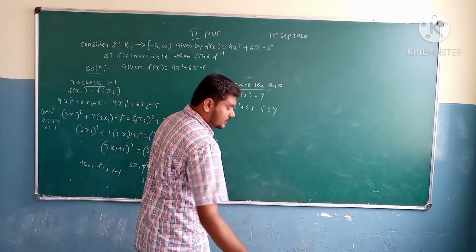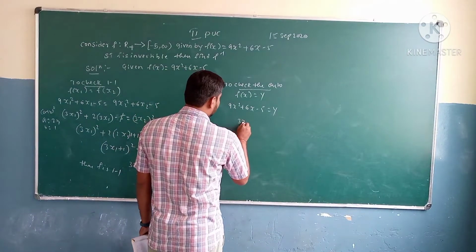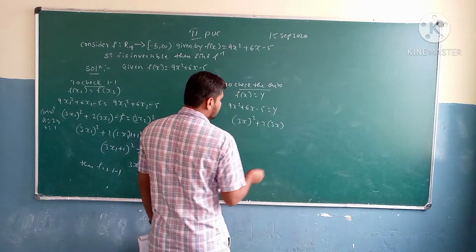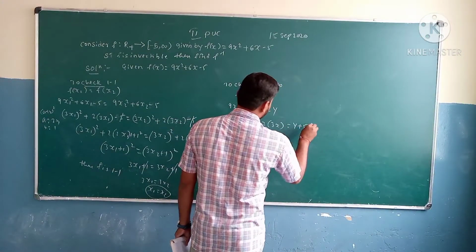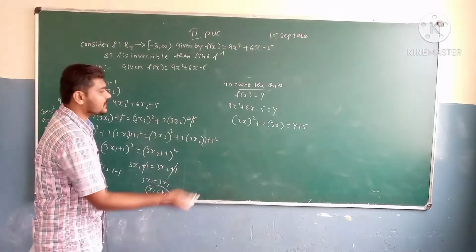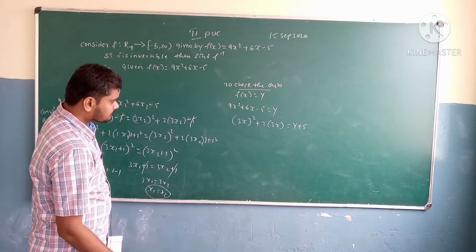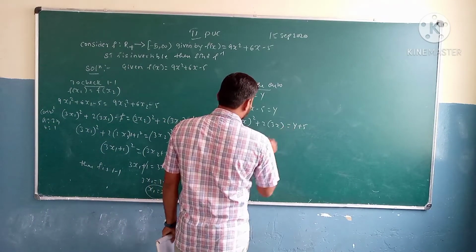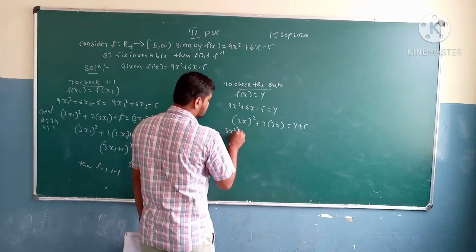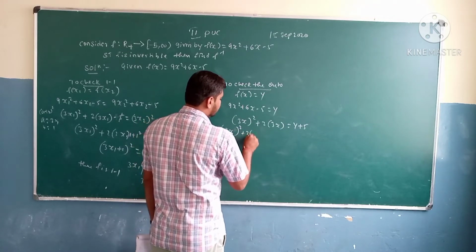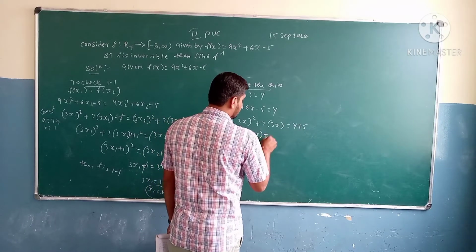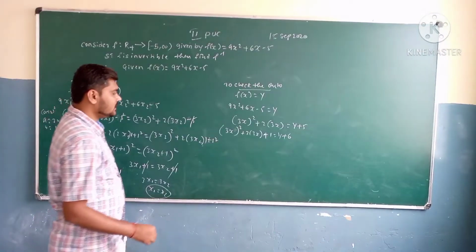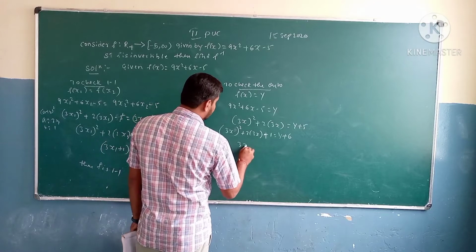Here we can write this one as 3x square plus 2 into 3x, and that's going to be y plus 5, because minus 5 is going to be shifted to the RHS. Now I am going to add plus 1 on both sides. In the next step, 3x whole square plus 2 into 3x plus 1 is equal to y plus 6, because 5 plus 1 is going to be 6.